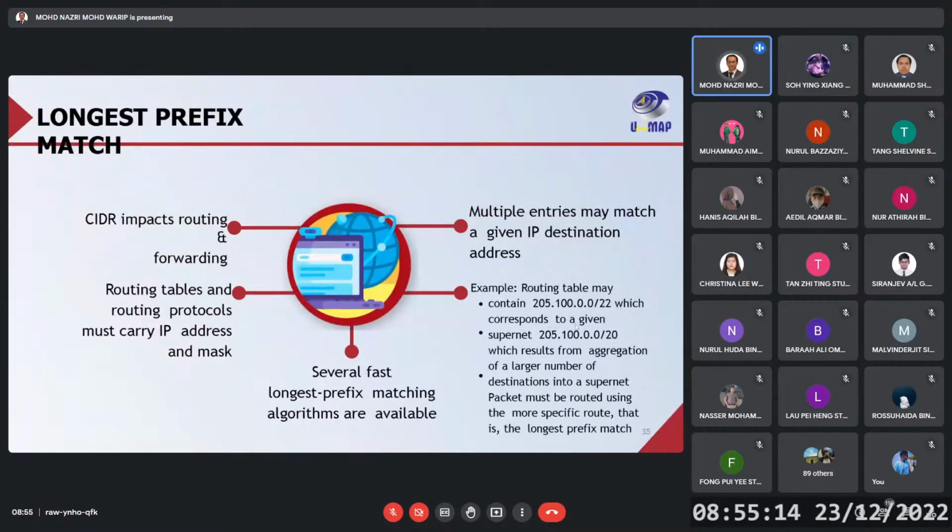205.100.0.0/22, which corresponds to a given supernet. Okay, see, /22 becomes /20, 205.100.0.0/20, which results from aggregation of a larger number of destinations into a supernet. Packets must be routed using the more specific route, that is the longest prefix match. Eventually, at the destination, the prefix number becomes less, maybe eventually /8, /6, /4, depending on how many hops.